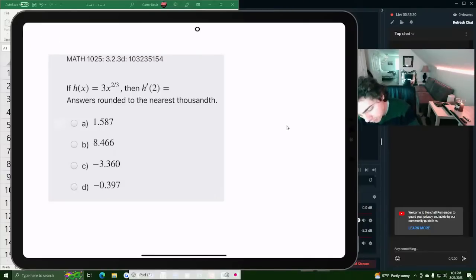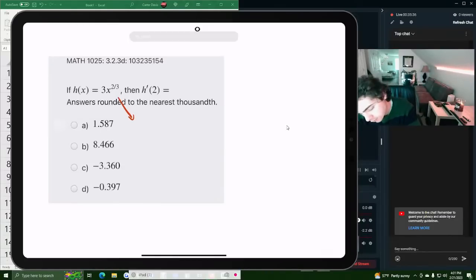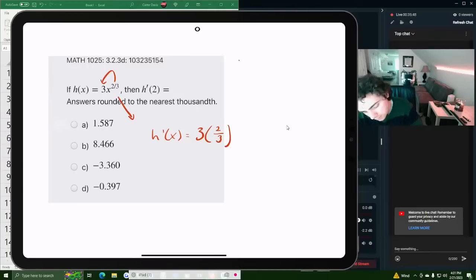So same process. If we need to rewrite it, we would, but in this case we do not need to. It's already in that x to the a sort of form. There's no roots and there's no x's in the denominator. So to find h prime, we bring out 2/3, multiply it by the 3. So 3 times 2/3 is just 2. Pretty cool. So you could always plug that into a calculator to get that as well. But 3 times 2/3 is just 2.